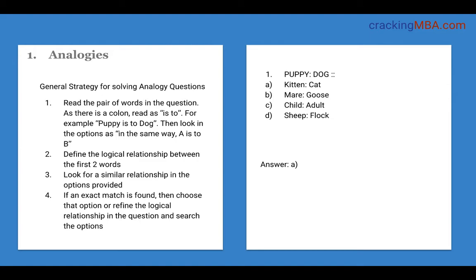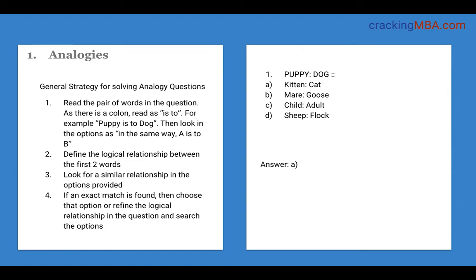What is a general strategy for solving analogy questions? First, read the pair of words in the question and try to read in your mind as A is to B. For example, puppy is to dog, and similarly, in the options you should say kitten is to cat or mare is to goose, and so on. Define the logical relationship between the first two words. What could be the relationship? How could they possibly be related? And then try to find a similar relationship among the options.